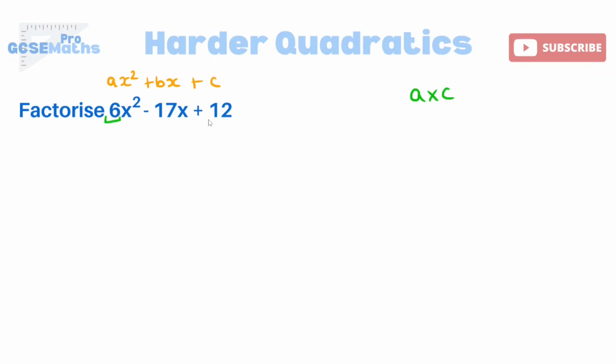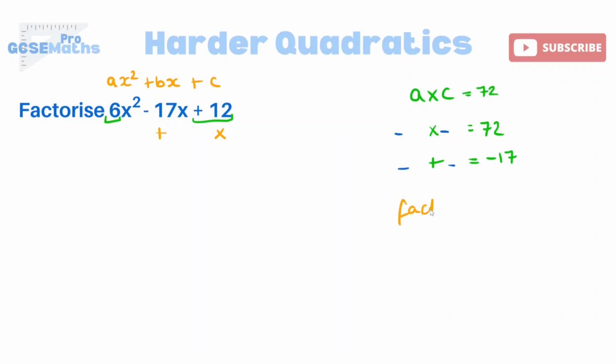So 6 times 12. Now, obviously, if that c is a negative, include the negative, right? But in this case, they're both positive. So 6 times 12 gives me 72. So what I'm looking for, and this is where it's very similar to trial and error, is two numbers that multiply to make 72, but they also add up to make this middle number, the b, minus 17. So before we figure out the factors of 72, as always, we need to know what symbols we need. So we're multiplying to make a positive, but when we add them together, it's negative. So we're going to need two negatives.